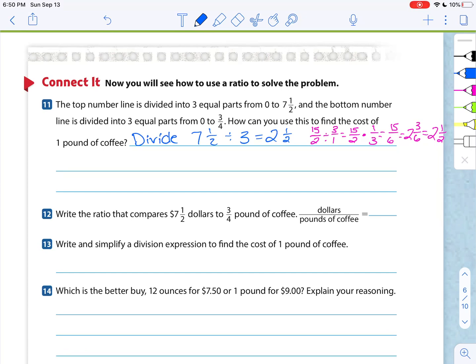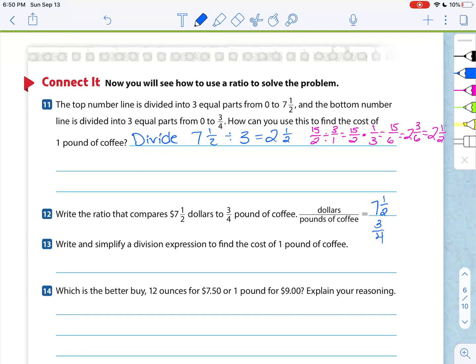Number 12 wants us to write the ratio that compares $7.50 to 3/4 pounds of coffee. So the dollars is 7.5. Pounds of coffee is 3/4. So now we have what we talked about in our previous lessons, a complex fraction.